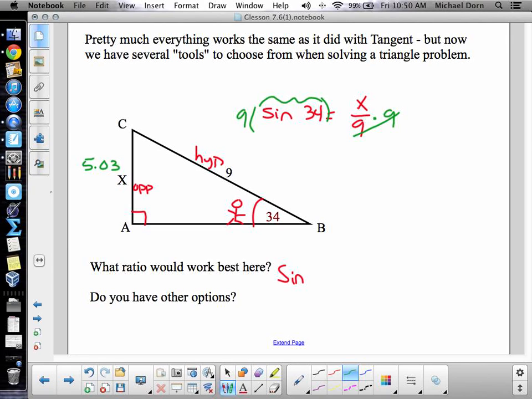Do you have other options if you didn't like this option? If something wasn't working for you here, what other choice would you have? Well, if I know this angle is 34, I know this angle must be 56, right? So I could have used this angle instead, but then I wouldn't use sine anymore. I would use cosine because this side now becomes the adjacent for that angle. So adjacent hypotenuse, I'd use a cosine function instead of the sine function. We'll get the same answer.